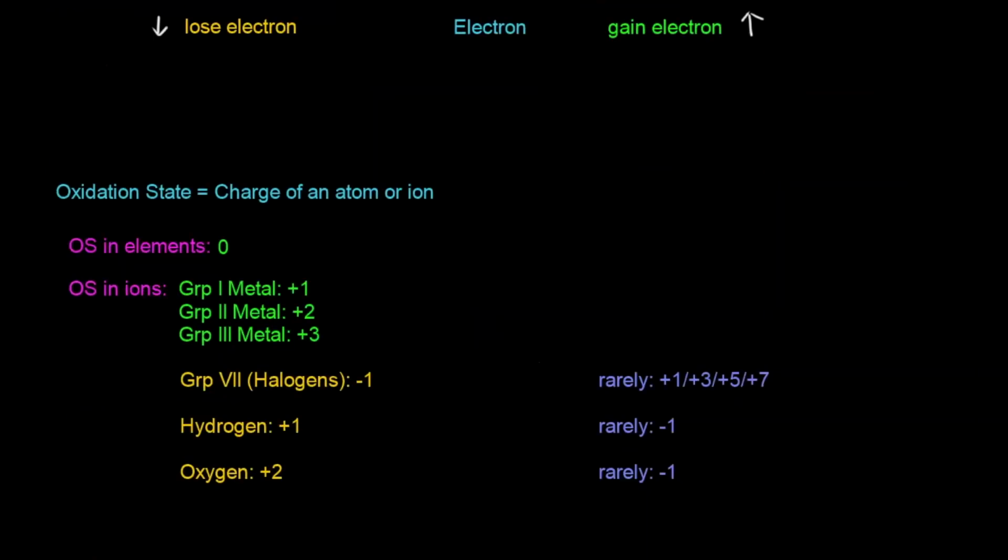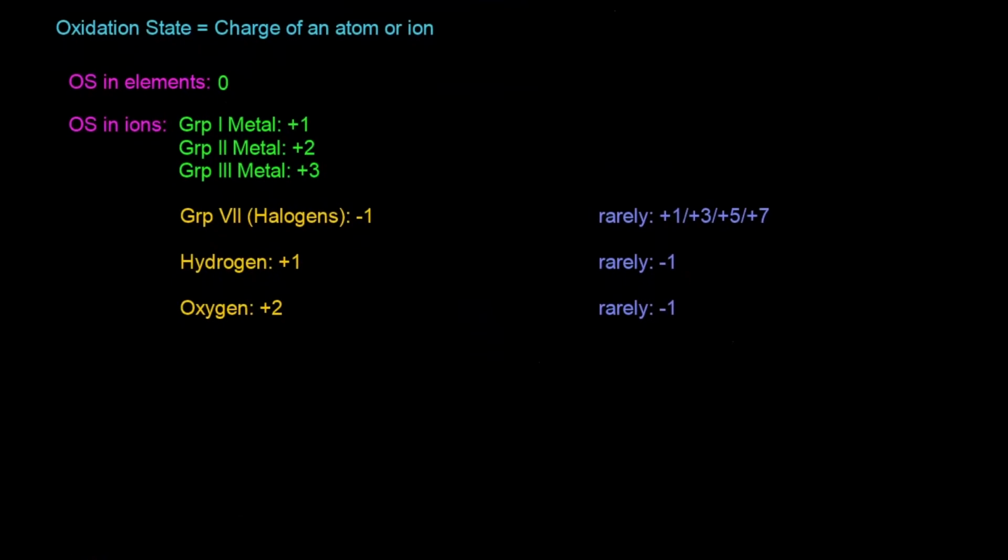Let's move on to something called oxidation state. Oxidation state is the charge of an atom or ion. So there are two kinds of oxidation state. First one is in elements. Next one is in ions. In terms of elements, they are always zero. What do I mean? If I have an element from the periodic table, for example, aluminium, just aluminium metal, it's zero. There's no charge to it.